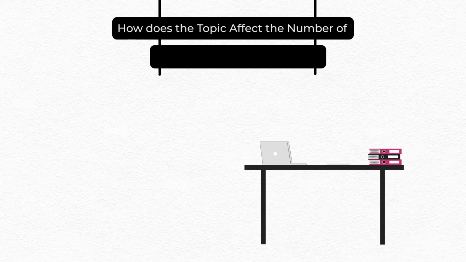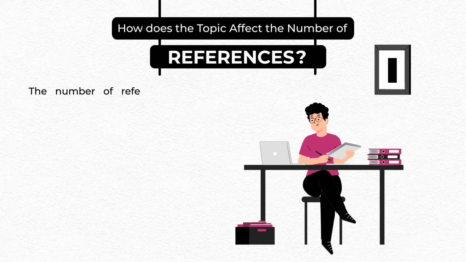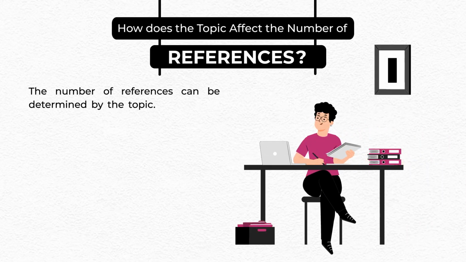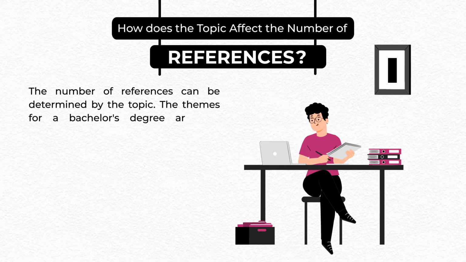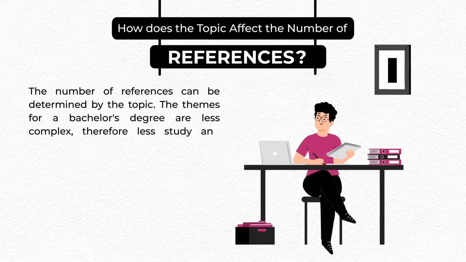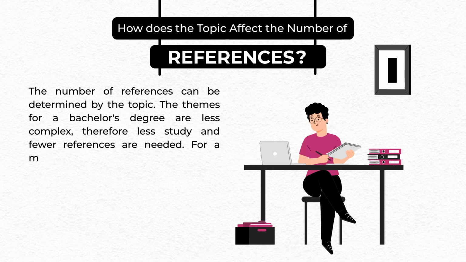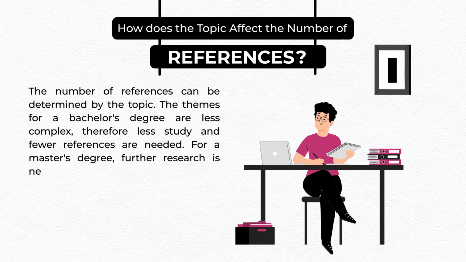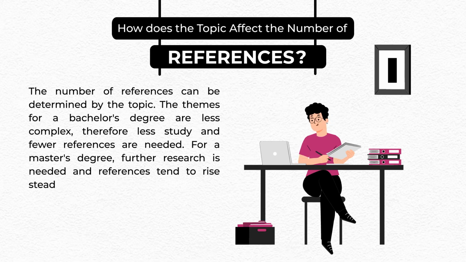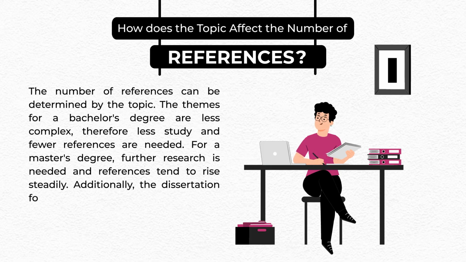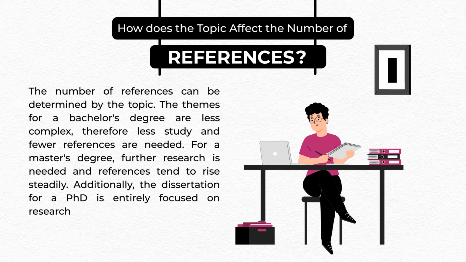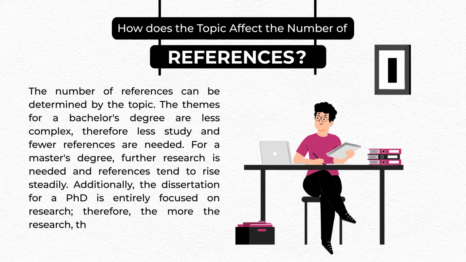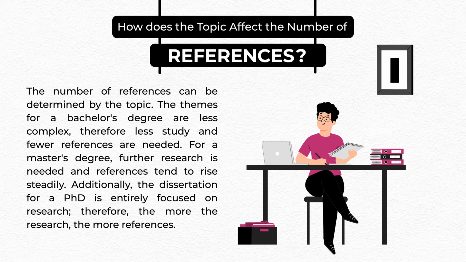The number of references can be determined by the topic. The themes for a bachelor's degree are less complex, therefore less study and fewer references are needed. For a master's degree, further research is needed and references tend to rise steadily. Additionally, the dissertation for a PhD is entirely focused on research, therefore, the more the research, the more references.